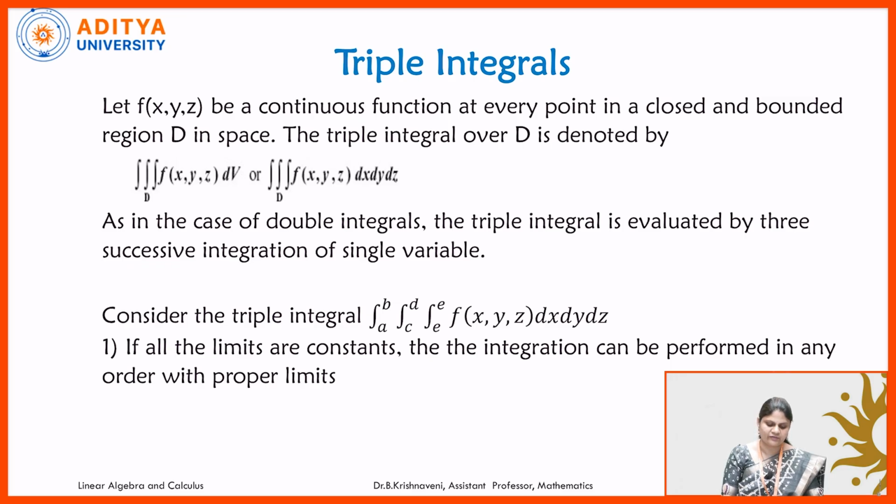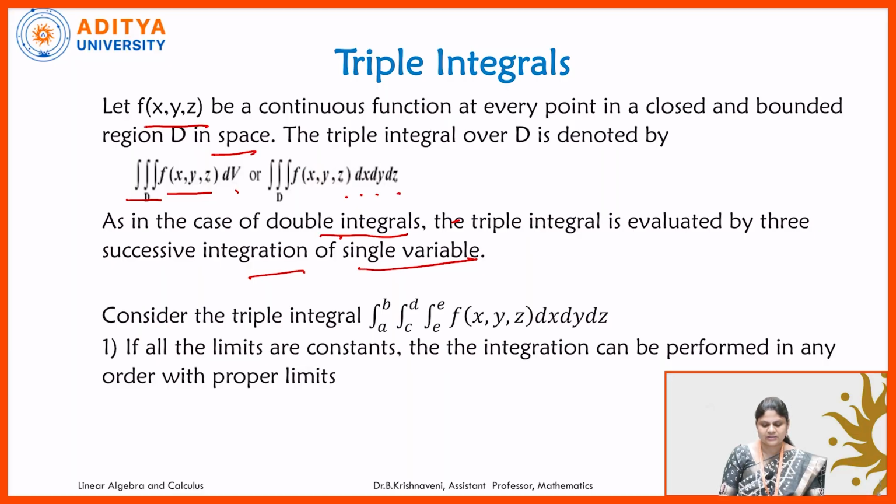Let us consider any function f of x, y, z in three variables, be a continuous function at every point in a closed and bounded region D in space. The triple integral over D is denoted by triple integral over D f of xyz dV, and the same can be represented as triple integral over D f of xyz dx dy dz. As in the case of double integrals, the triple integral is evaluated by three successive integrations of a single variable.